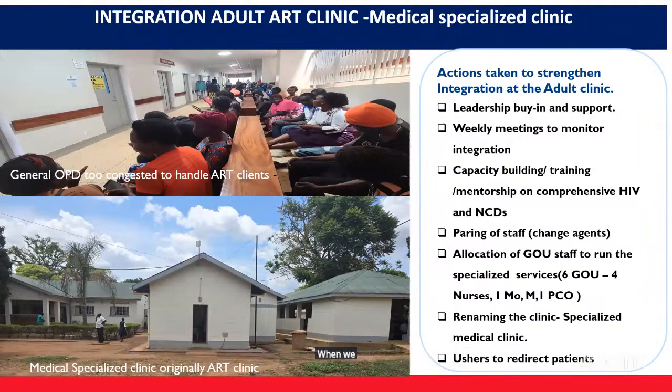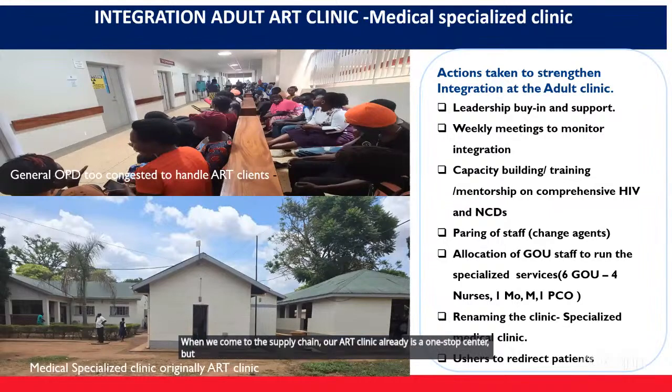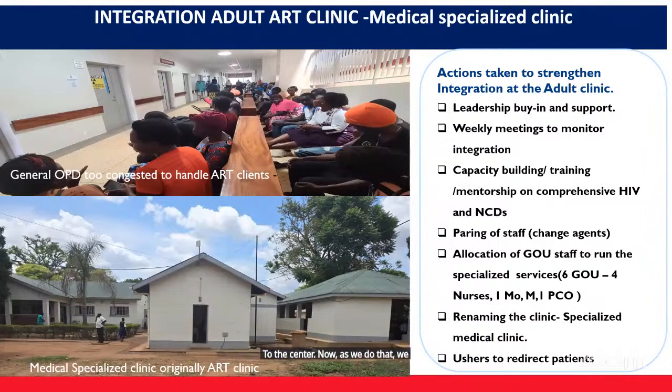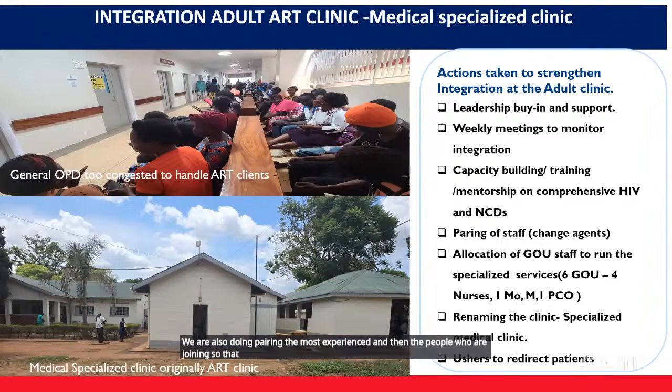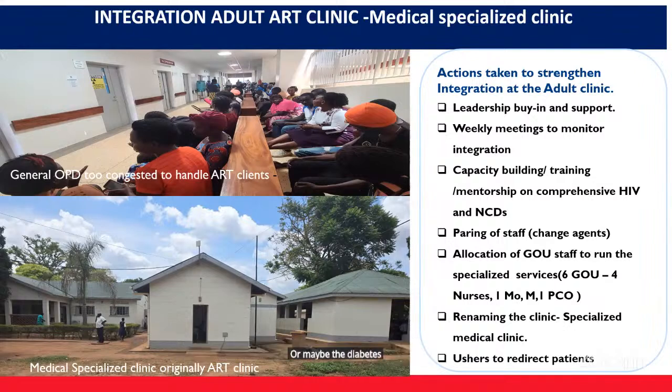When we come to the supply chain, our ART clinic already is a one-stop center, but the majority of the medicines in the ART clinic have been the ARTs, with a limited component of opportunistic infection medicines. As we stand now, we are expanding that envelope so that the lab and pharmacy become a one-stop center for all the chronic conditions that come to the center. We are also doing pairing of the most experienced with the people who are joining, so that there is one-on-one mentorship on duty. I can ask about ART, and I can be supported to manage complex cases of maybe diabetes. So that is where we are as of now.